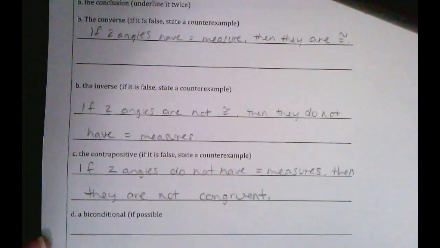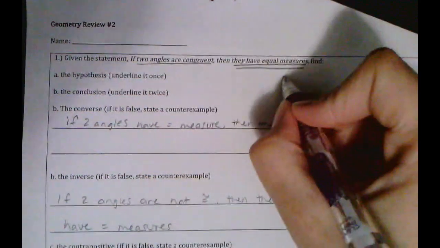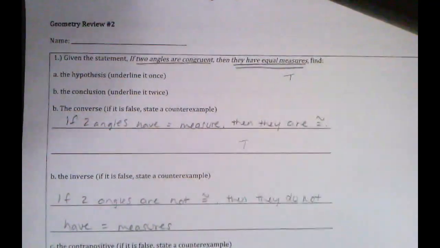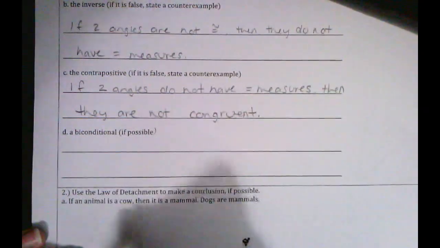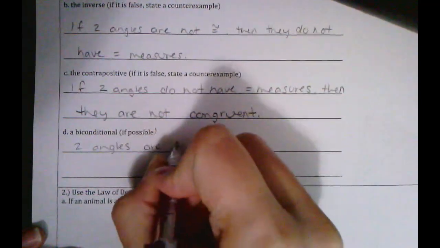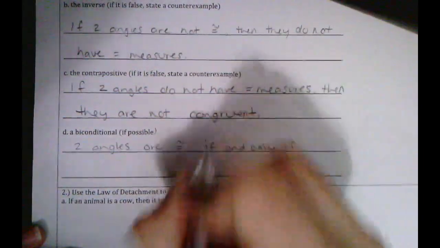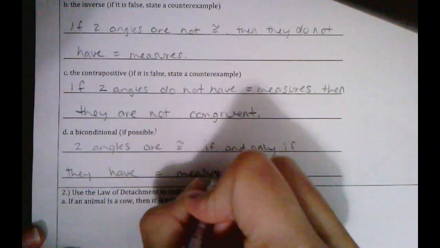Okay, so now to see if it's a biconditional, we have to see if the original statement was true and then if the converse is true. So if two angles are congruent, then they have equal measure. That's true. The converse, if two angles have equal measure, then they are congruent, is also true. So that means that it's a good definition and we can write a biconditional. So we would say two angles are congruent if and only if they have equal measures.